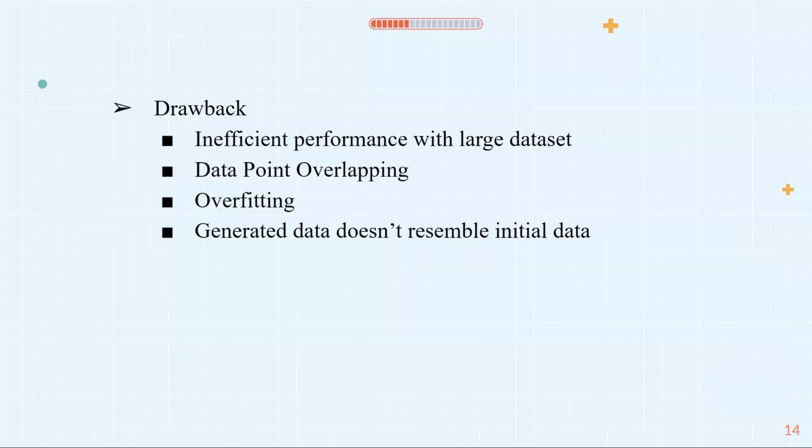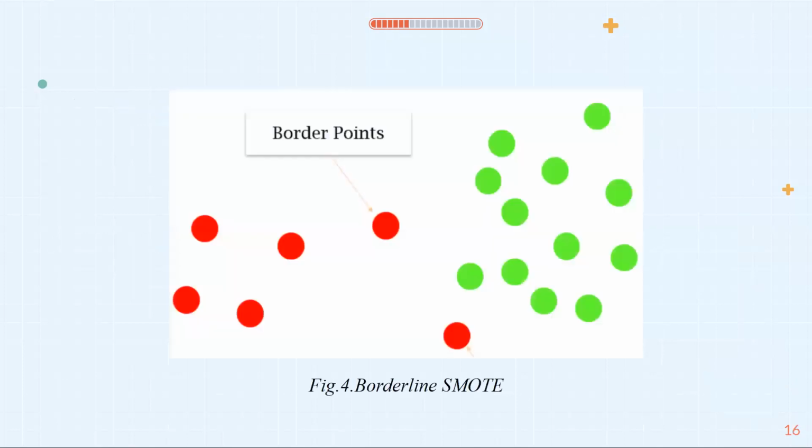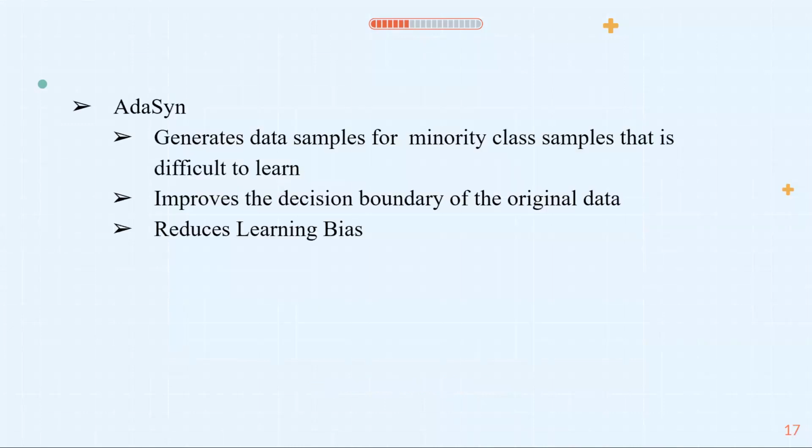So the next method is Borderline SMOTE. What happens in Borderline SMOTE is that it considers two kinds of points. One would be border points, and the other would be noise points. Border points simply means those are the points which are closer to majority classes, which will have at least one neighbor as a majority class, and noise points are points in the minority classes which are far away from the majority classes. So what it does is that it removes the noise points and learns the decision according to the border points. So what happens here is that we are using a very restricted learning. We are not considering the whole points.